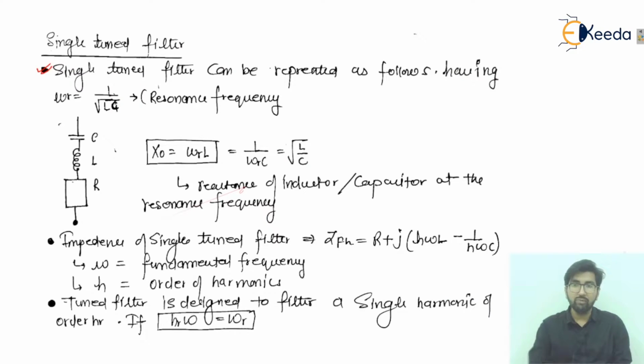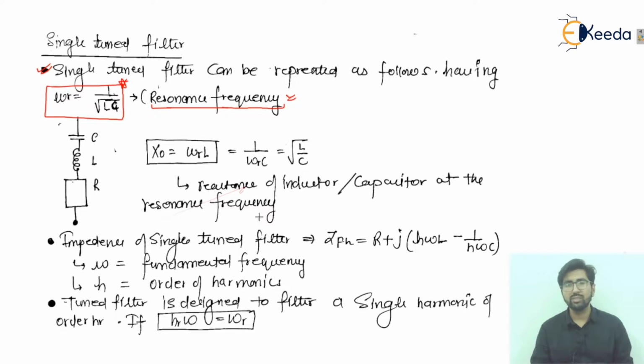I will start with the single tuned filter, which can be represented as follows, having omega r equal to 1 upon root LC. And that is a kind of resonance frequency. That is a kind of resonance frequency you have to remember.